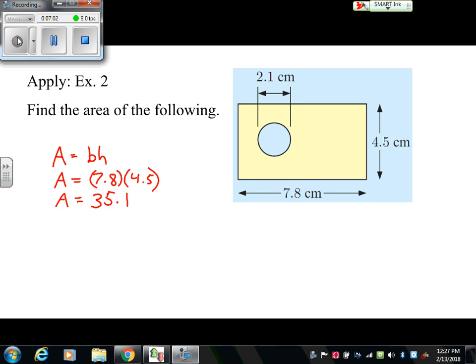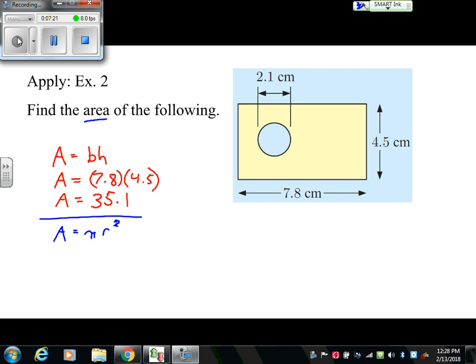Now we've got this circle. I'll do these computations in blue. For our circle area, we have pi r squared. Now, how did I know immediately to go to the area formula? We're finding area, so I don't need to work with circumference or anything like that.